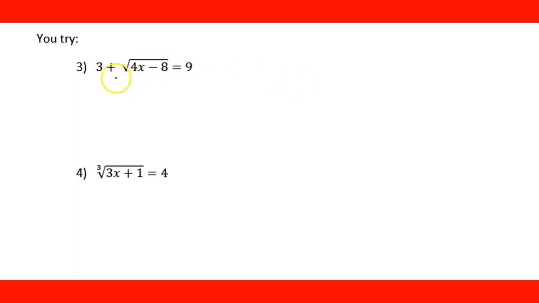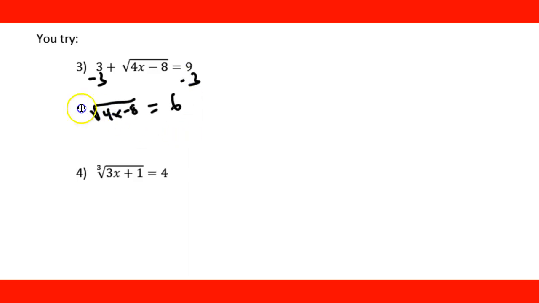Let's see. First, I would go ahead and subtract the 3, because you see this radical right here is all in the radical jail. So I would subtract 3 on both sides. So minus 3. So we have the square root of 4x minus 8 equals 6.